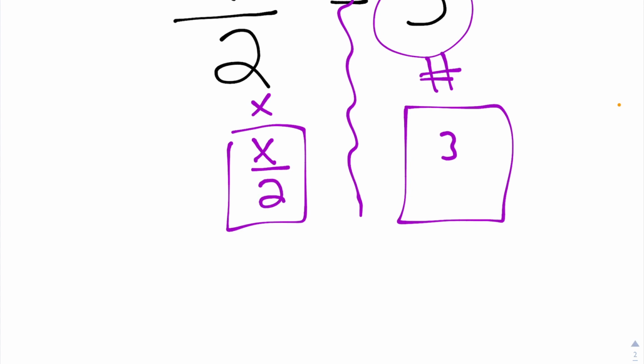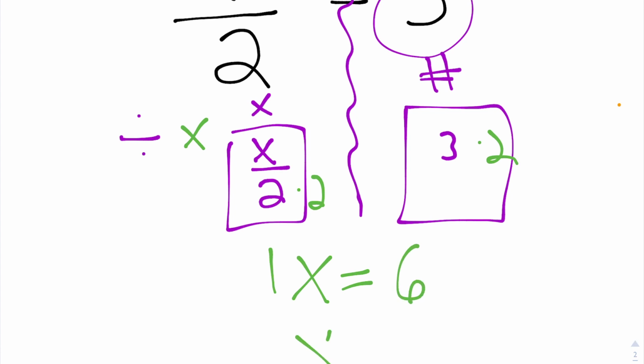So now I got to think back. Okay, I have a letter over a number. So that is telling me that I am dividing. So my opposite operation is to multiply. So I'm going to multiply both sides by 2. So I'm going to get 1x equals 3 times 2, which is 6. So x equals 6.